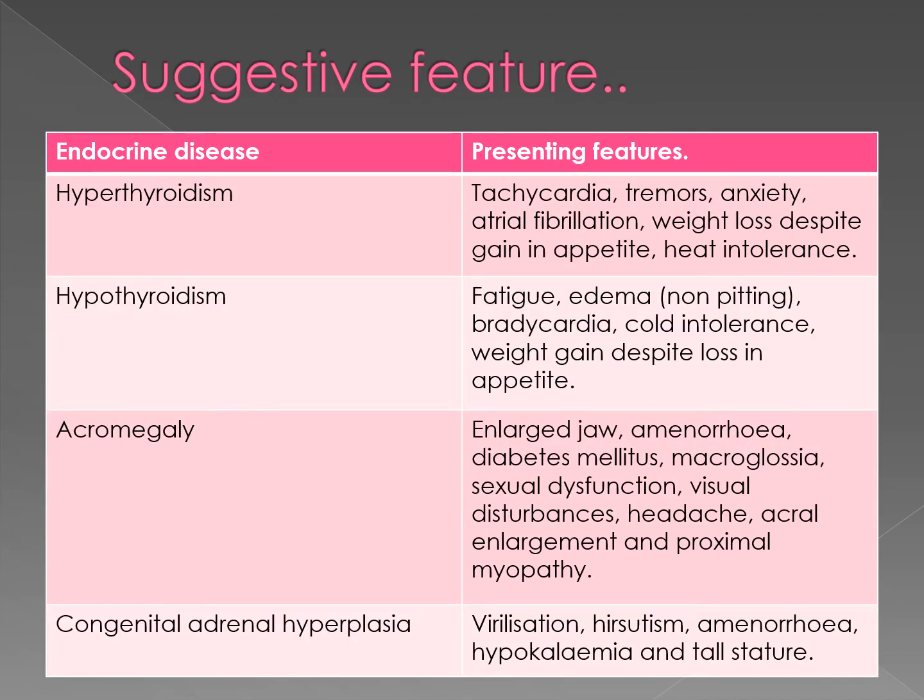Overactive thyroid gland will present with elevated heart rate, that is tachycardia, tremors, anxiety, intolerance to heat, and weight loss despite a gain in appetite. Underactive thyroid gland will present with fatigue, bradycardia, and cold intolerance. They also have weight gain despite loss in appetite. Acromegaly, that is due to excessive growth hormone production and function, will present with enlarged jaw, enlarged tongue, and enlargement of the extremities, headache, visual disturbances, and proximal muscle weakness.